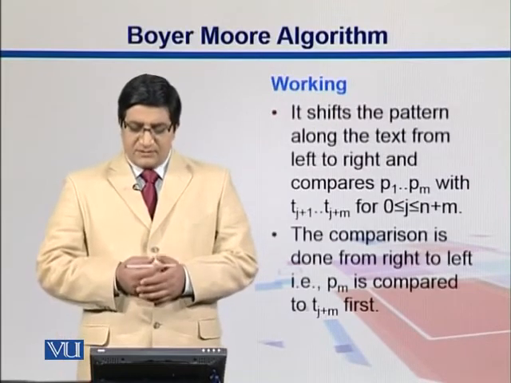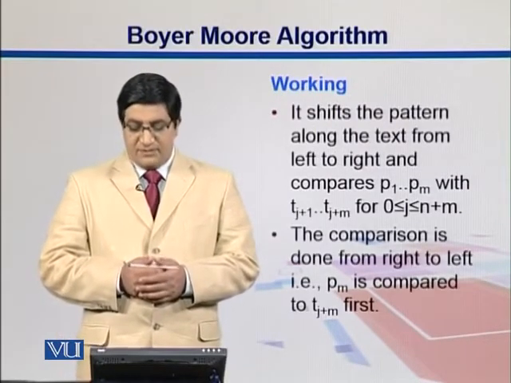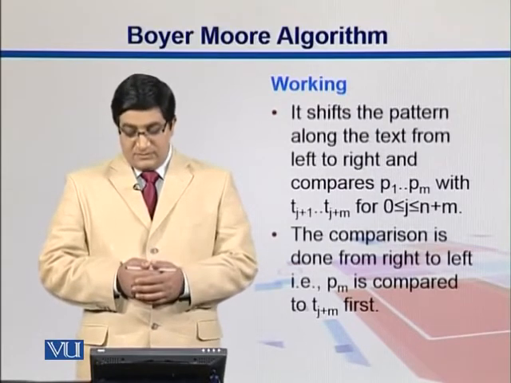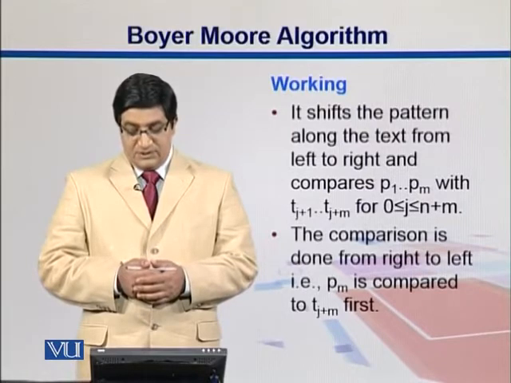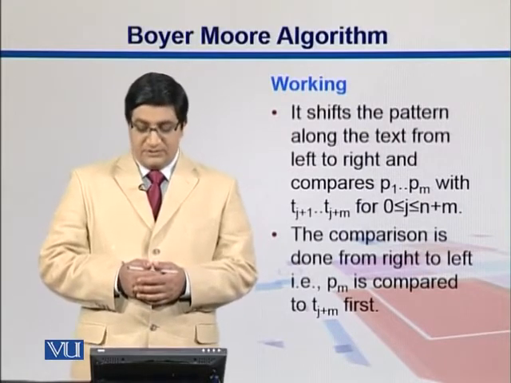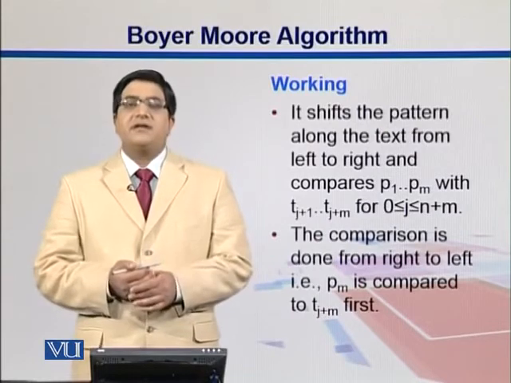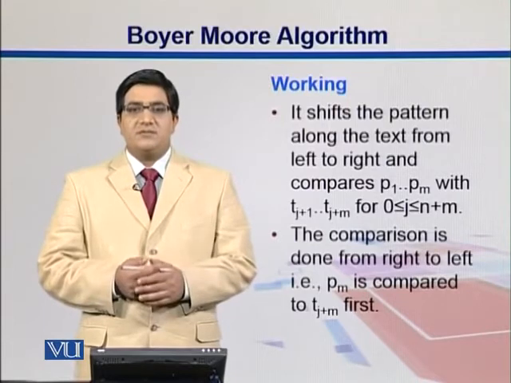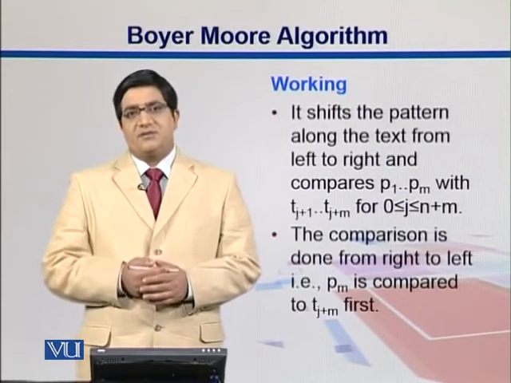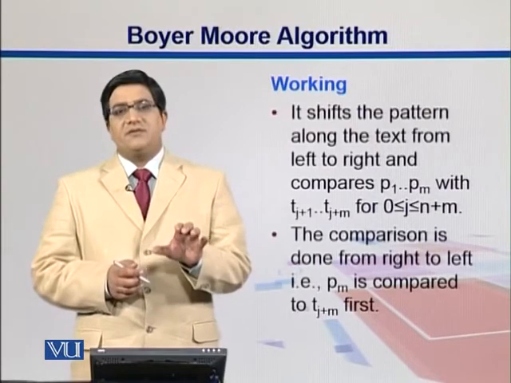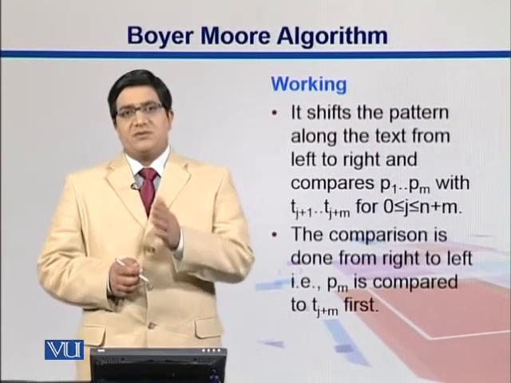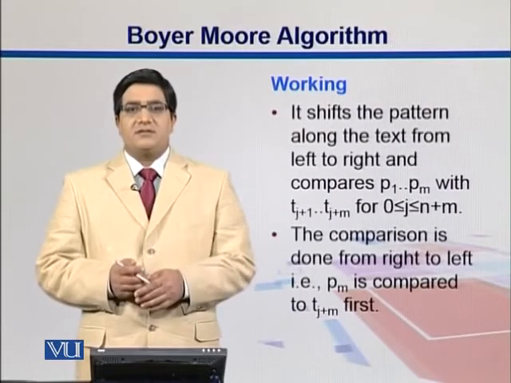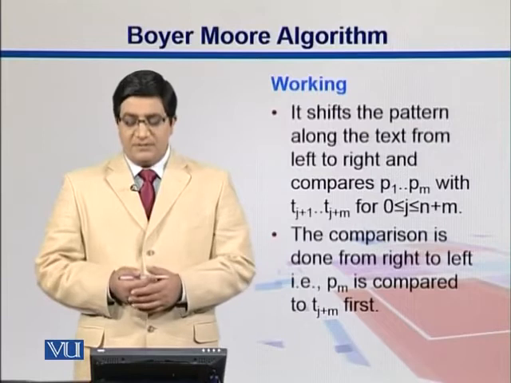It shifts the pattern along the text from left to right and compares P1 through PM, the nucleotides, with Tj plus 1 up to T j plus M. What does that mean? Since we start the loops with 0, that's why we add this j plus 1. So j is the loop keeping track of the positions on your string S, where we are trying to find this pattern, which we label as P.